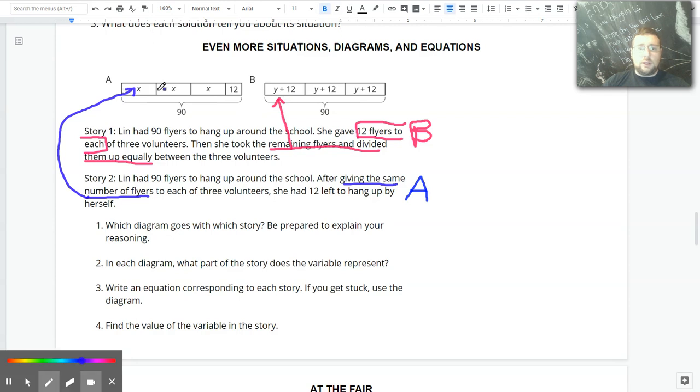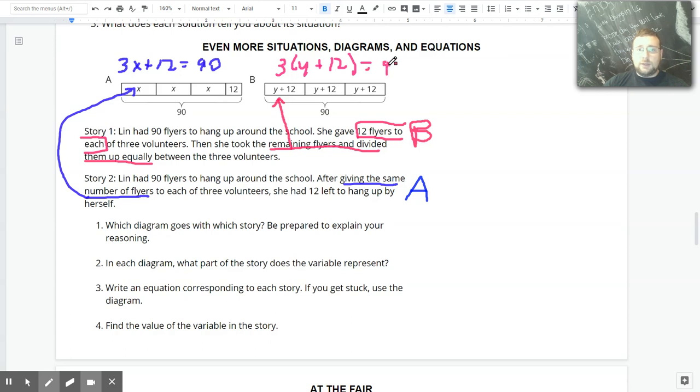The next thing we have to do is come up with an equation for each problem. Well, on the first one here, we have 3 sets of x, and then we add 12 to that, and we get 90. But that's very different on the second one because we did that thing to each of them. We end up with 3 sets in the parentheses, right, of y plus 12, which equals 90. So because of that, you're also going to get very different solutions for these problems.